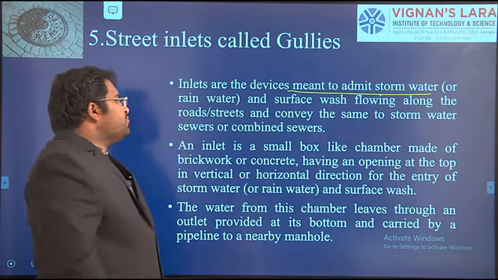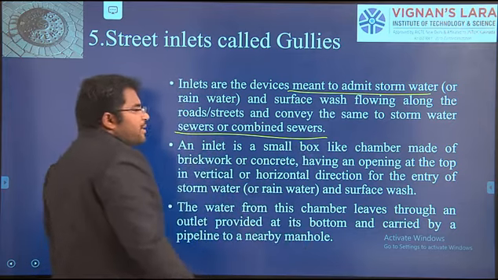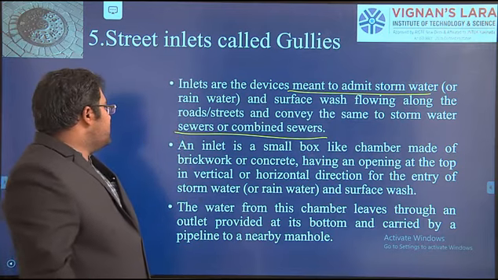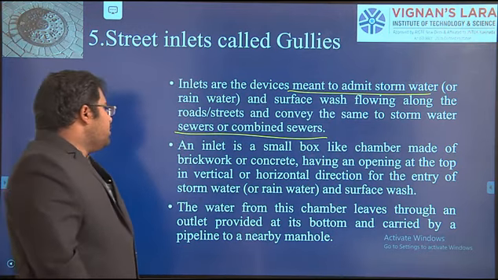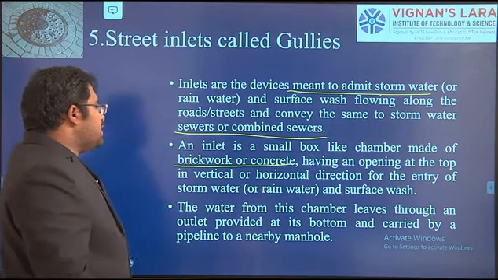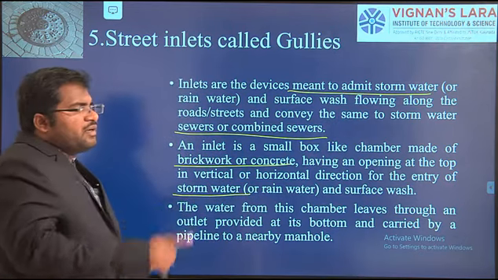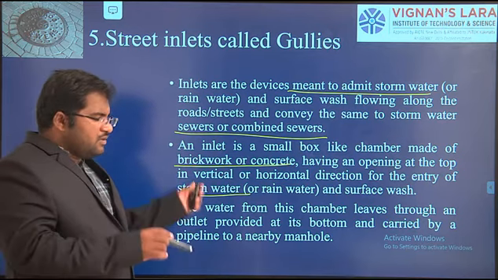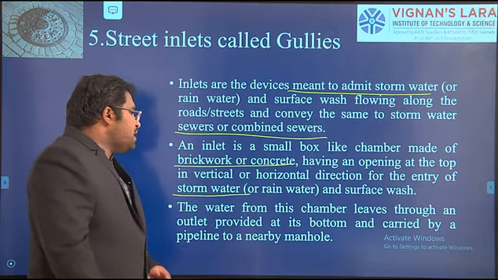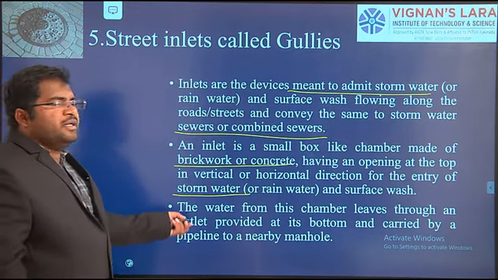Surface wash flowing along the roads and streets conveys the same to the stormwater sewers or combined sewers, from roads to sewers. To do this, we have inlets. The inlet is a small box-like chamber made of brickwork or concrete, having openings at the top in a vertical and horizontal direction for the entry of stormwater. The vertical shaft allows the rainwater from the road into the chamber. The water from this chamber leaves through an outlet provided at the bottom and is carried by the pipeline to the nearby manhole.